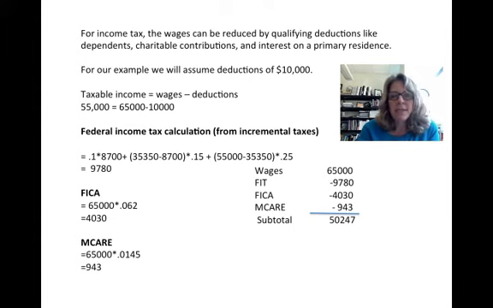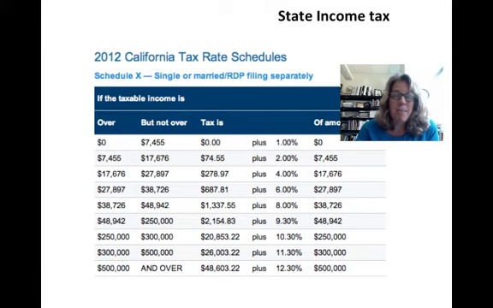Now let's look at the state schedule. It's very much the same kind of schedule. It's incremental. It's just a much lower rate. So you can see that the highest rate here is 12%, and that's over $500,000. And the initial value is 1%. So it's the same kind of incremental value. So we're going to use this schedule.